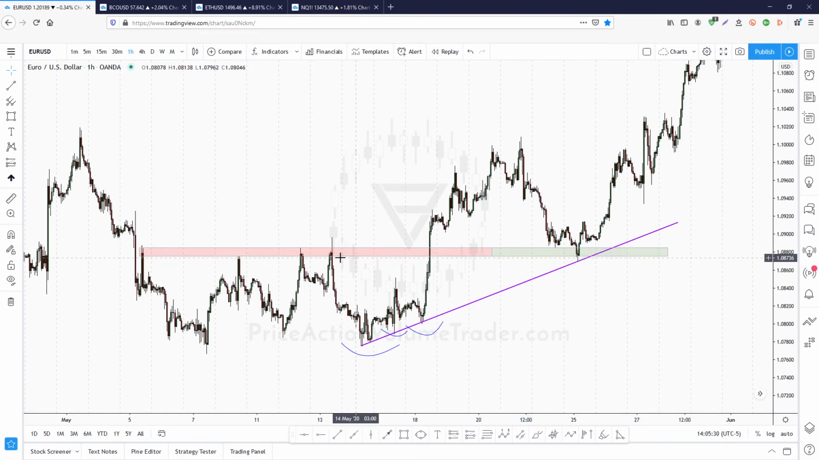So this was the strong resistance, clean break. Now we come back, we expect support. We have confluence of a trend line. Market structure is in our way to go up.